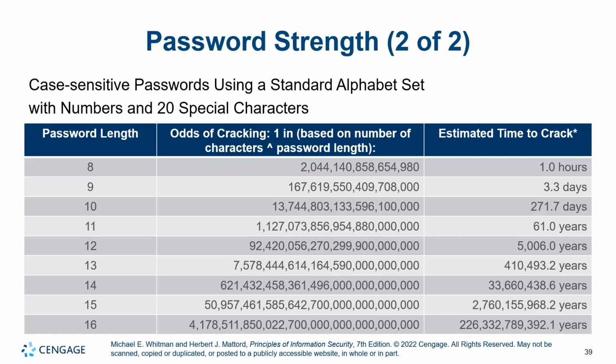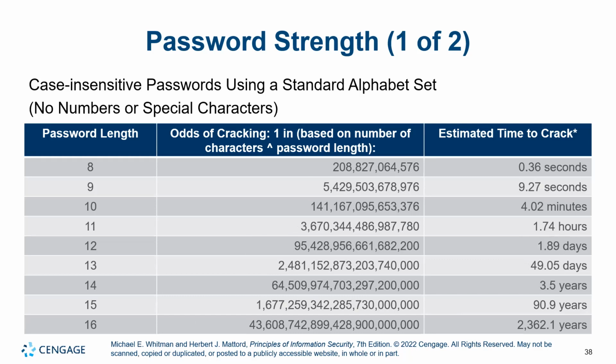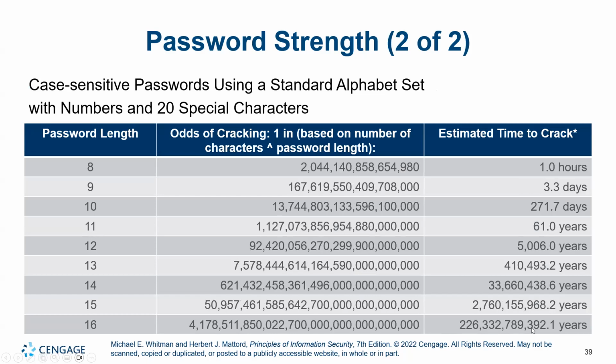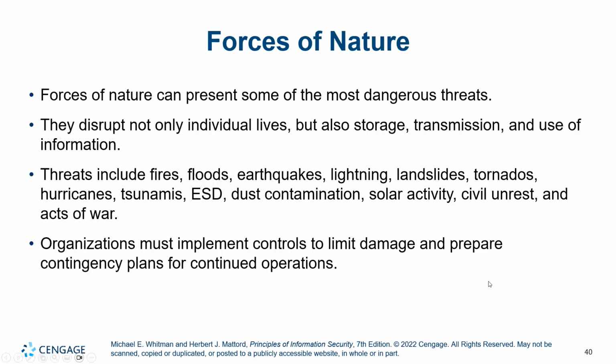So case sensitive, right? When you get case sensitive, use special characters. In this scenario, you didn't have to use numbers or special characters, and it still took over 2,000 years. When you add numbers and special characters to a 16-character password, it takes 226,332,000,000 years to crack. Unless, of course, you have a supercomputer, in which case it doesn't take very long at all.